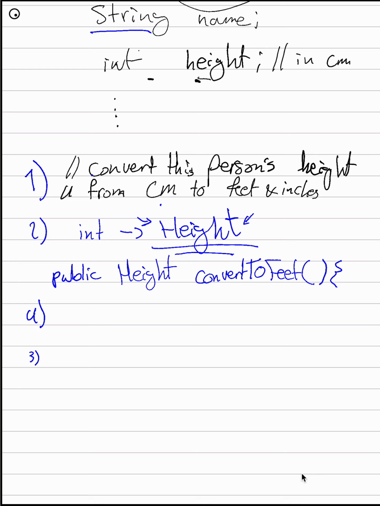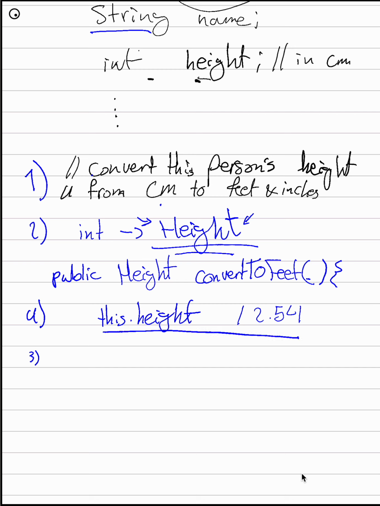So we said, what should the input be? Height in centimeters. How do I get access to that? This dot height. Exactly. And there's a formula to actually convert centimeters to feet. You need to divide it by 2.54, and that gives you the height in inches.